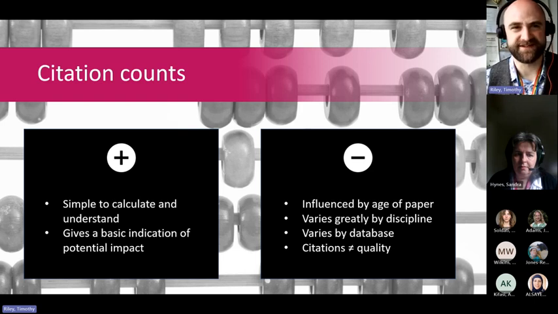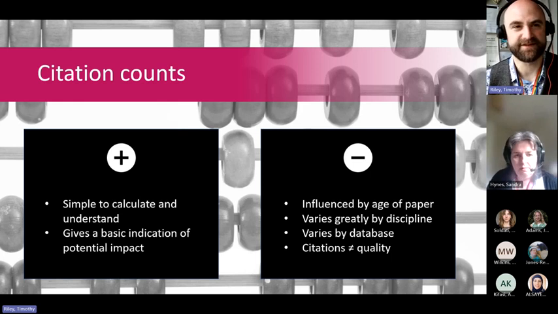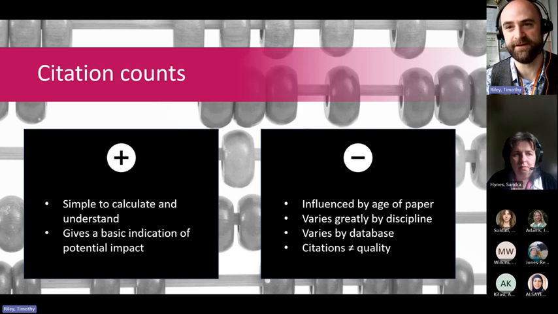But of course, there are downsides to a citation count as well. It's quite a crude measure. Of course, it's influenced by the age of the paper. So a very new paper is, of course, not going to have anywhere near as many citations as an older paper. So the citation count might just reflect potentially the age of the paper rather than the actual quality of it. As I say there at the bottom, citations are not equal to quality.